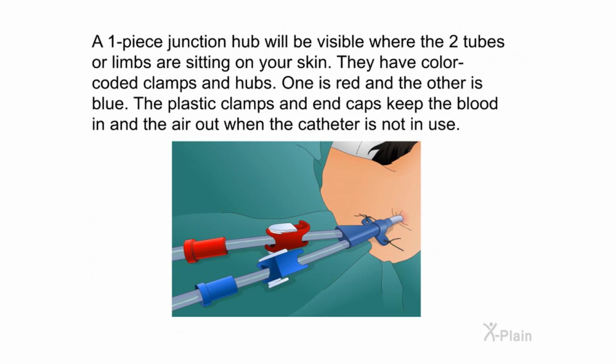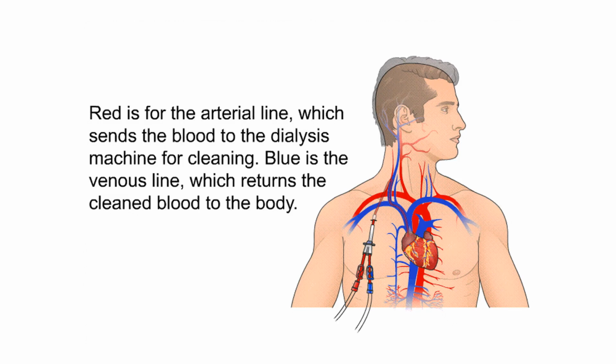A one-piece junction hub will be visible where the two tubes or limbs are sitting on your skin. They have color-coded clamps and hubs. One is red and the other is blue. The plastic clamps and end caps keep the blood in and the air out when the catheter is not in use. Red is for the arterial line, which sends the blood to the dialysis machine for cleaning. Blue is the venous line, which returns the cleaned blood to the body.